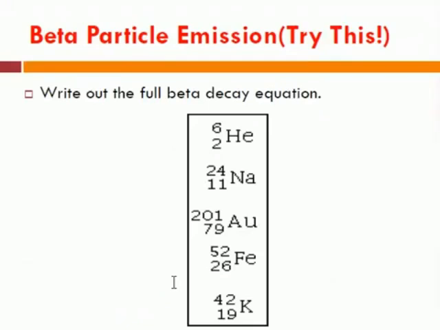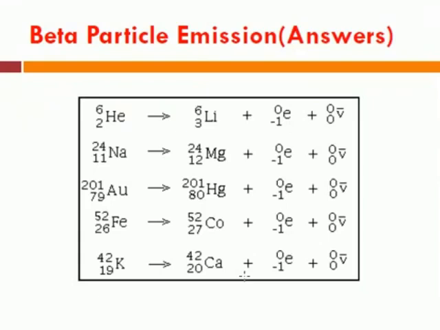So next, let's proceed with beta particle. Write out the full beta decay equation for these 5. So here's the answer. Under beta particle emission, we have the beta particle here and the antineutrino here. 0 plus 0, so this one is 6. Negative 1, so plus 1, because when you transfer negative 1 to the other side of the equation, it will be positive 1. So 2 plus 1, so we have 3 here.